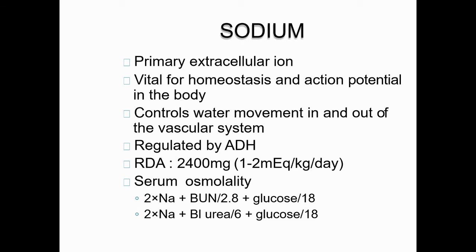What is the RDA of sodium? The RDA is 2400 mg, or 1 to 2 milli equivalents per kg per day. Serum osmolality is 2 into Na, that is sodium, plus BUN divided by 2.8 plus glucose divided by 18. So this is the serum osmolality. Then they will be using blood urea nitrogen and blood urea, so they'll be going for the BUN ratio.